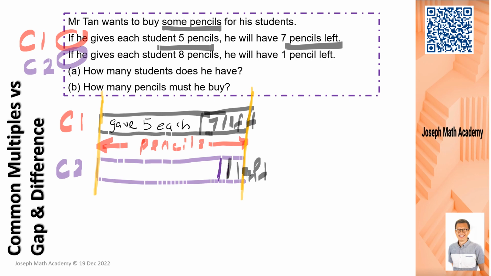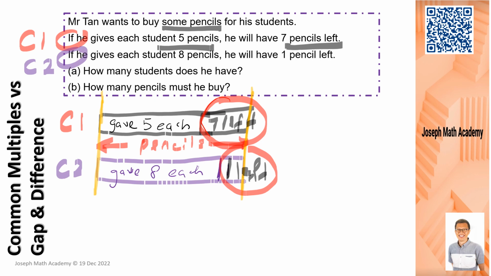So this one would be gave 8 each. So the leftover is actually here and here. The first one is for case 1, 7 pencils left. And for case 2, it is 1 pencil left.